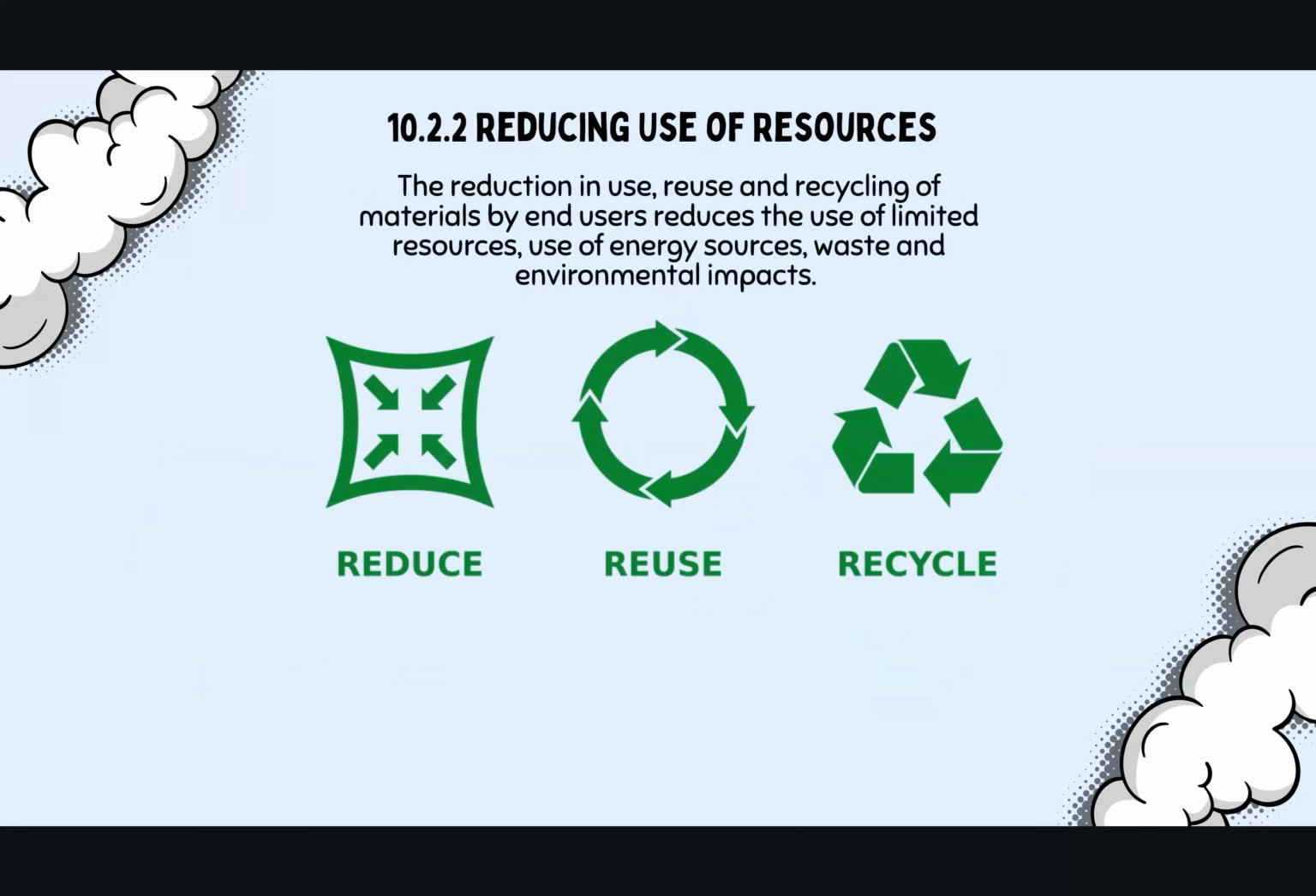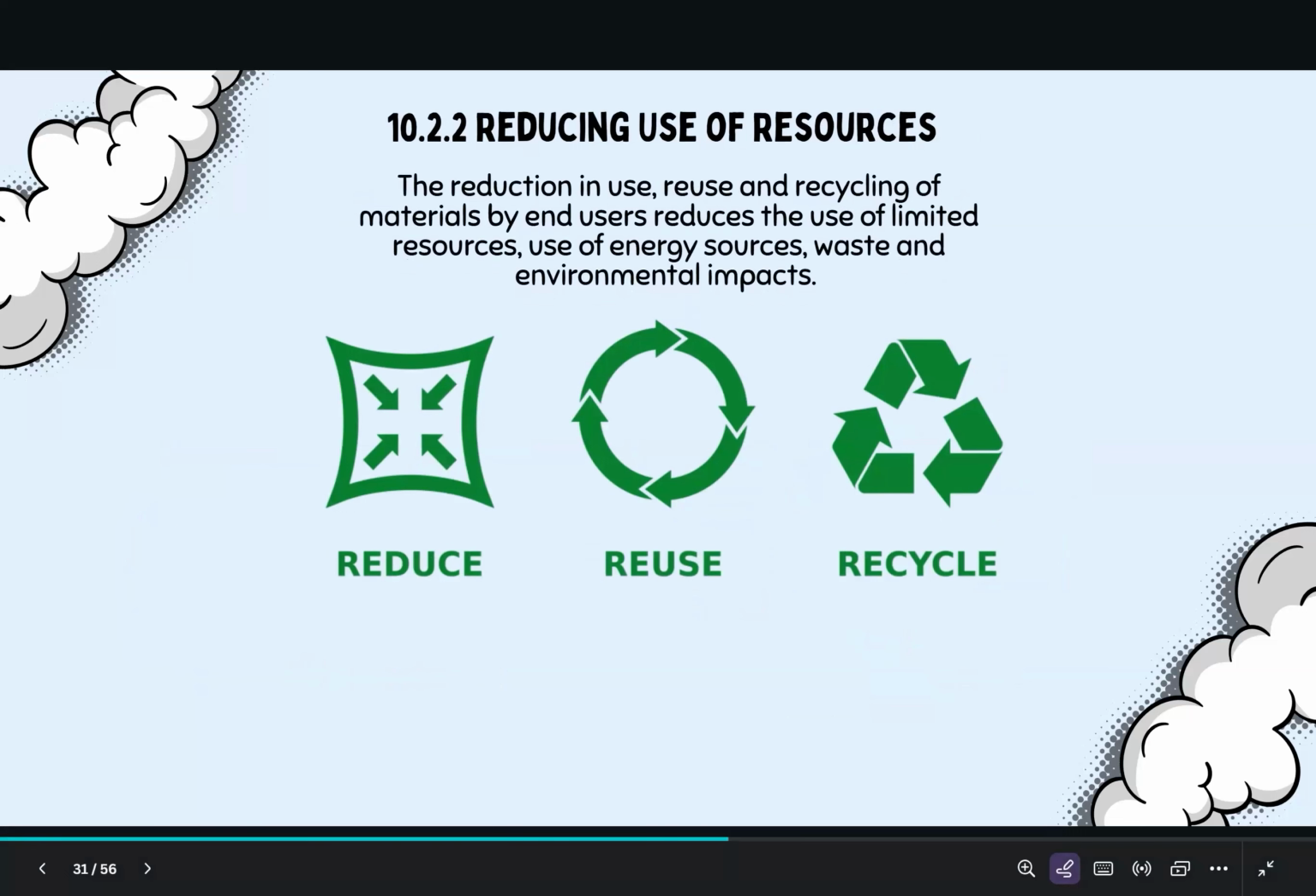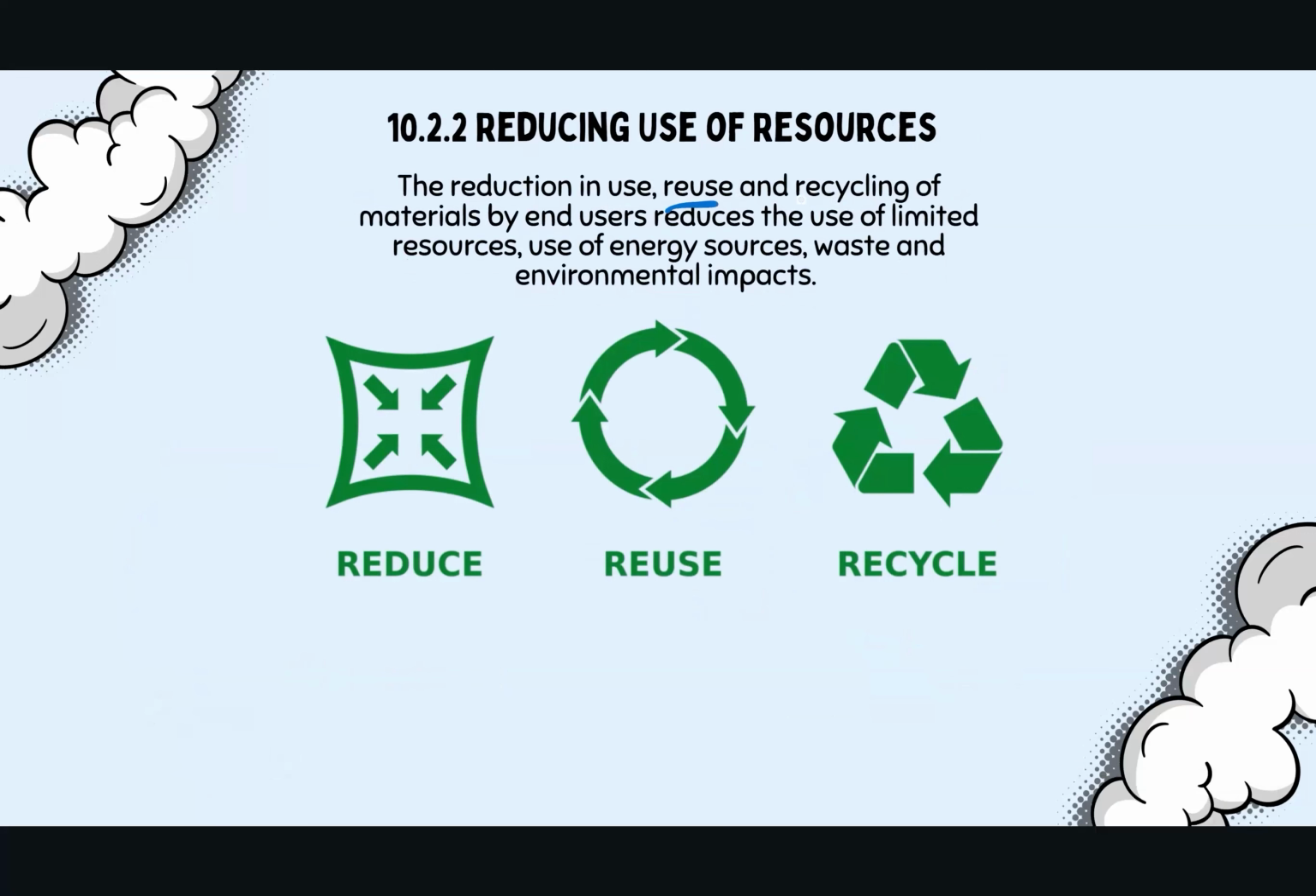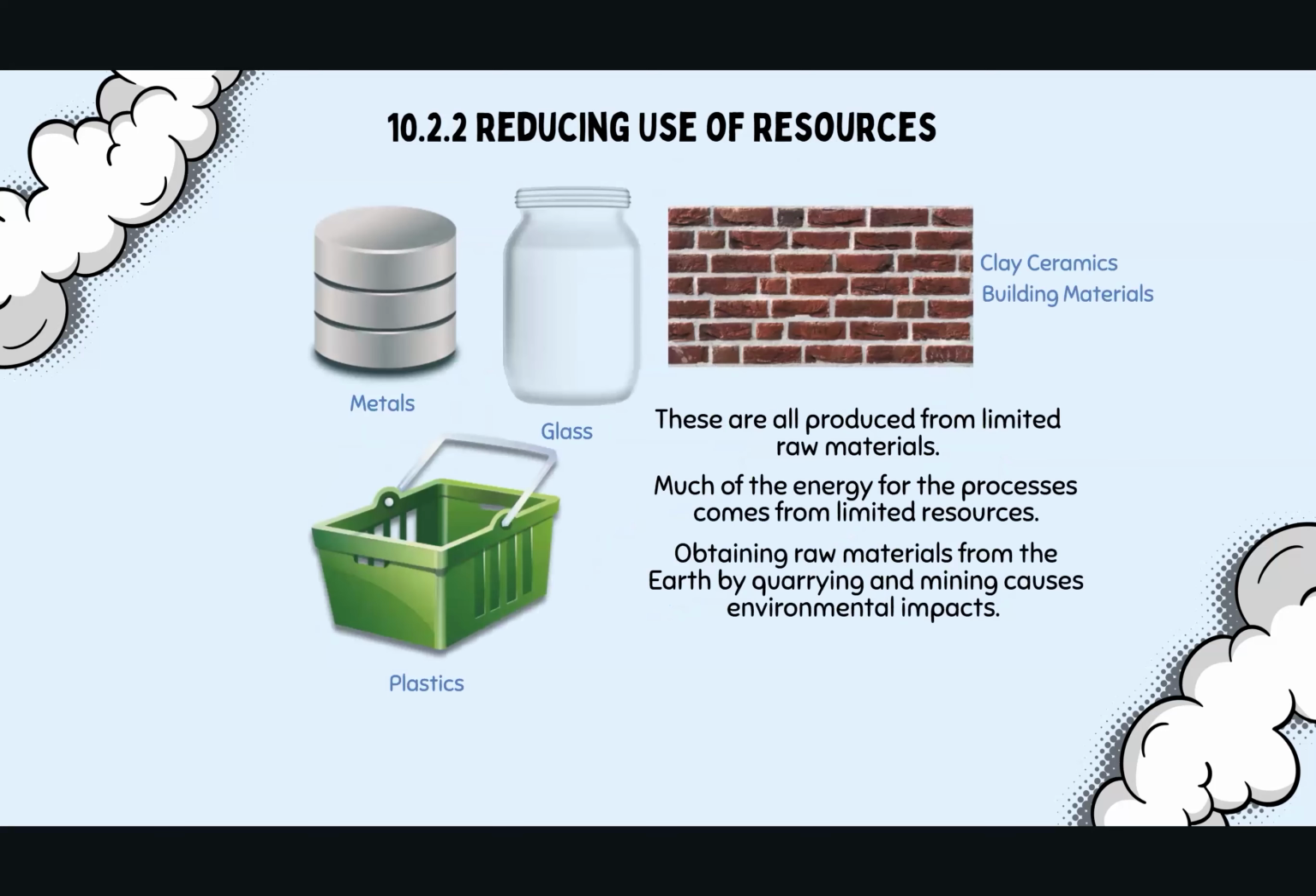So we can reduce our use of things, or we can reuse things, or we can recycle. Recycling of materials by end users reduces the use of limited resources, use of energy sources, waste, and environmental impacts. So if we reduce how much we use certain things, or we reuse or we recycle, that's better for the environment. It means less energy is used, we're not wasting a resource, and it has less impact on the environment.